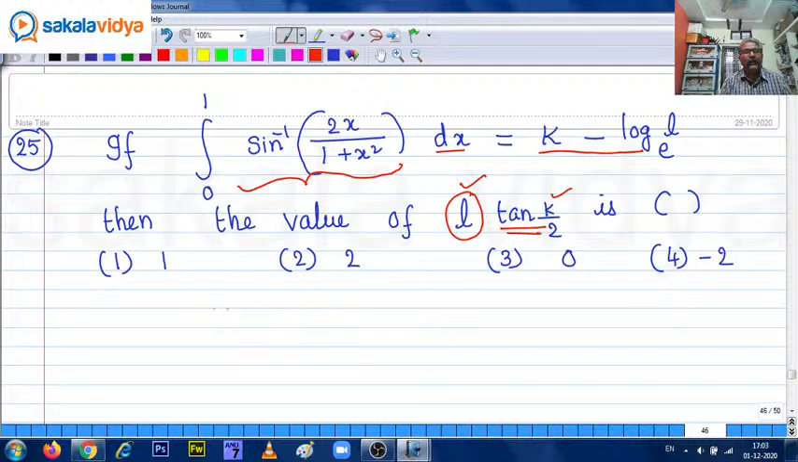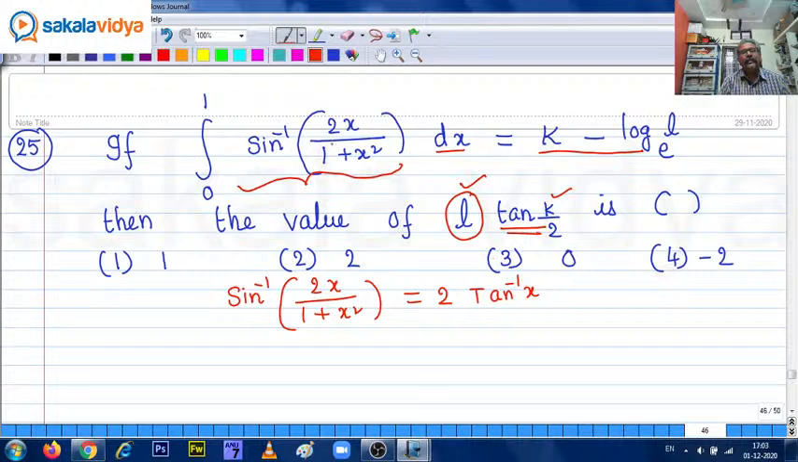So how to find out? From inverse trigonometric functions, sin inverse of 2x upon 1 plus x square equals 2 tan inverse x. So instead of sin inverse 2x by 1 plus x square, you need to substitute 2 tan inverse x.